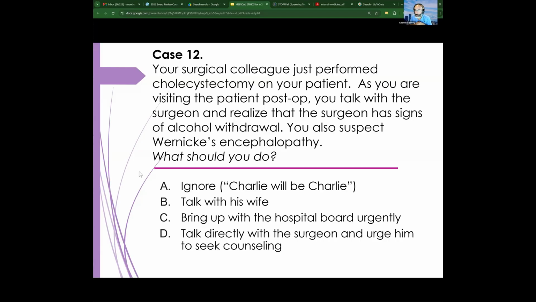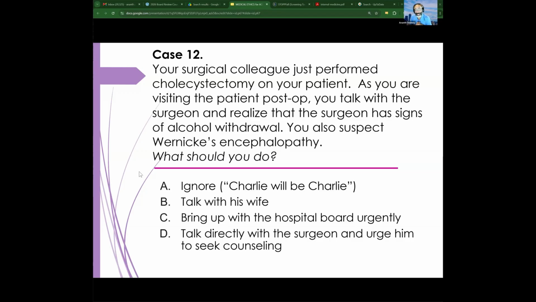As you're visiting the patient post-op, you talk with the surgeon and you're like, huh, you may be going through alcohol withdrawal. And also you've been wondering for a while about maybe they have Wernicke's encephalopathy. So basically, you are concerned about one of your colleagues being altered and having health issues that would compromise their care. What should you do?